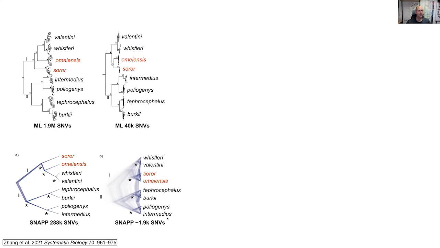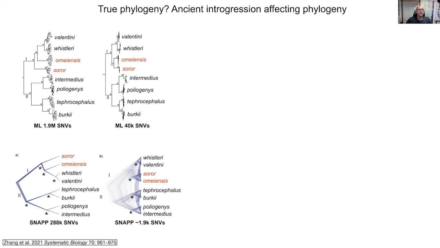Whereas some of the analyses using smaller amounts of data, a smaller number of SNVs, found Soror and Ormeances as sisters with high support. So these asterisks here indicate a posterior probability of 1. So which is the true phylogeny here? We've got alternative hypotheses of relationships, and it could be that there is ancient introgression that is affecting the tree. The coalescent-based analysis, the SNAP analysis, is supposed to correct for lineage sorting problems, but it doesn't take hybridization, introgression into account.